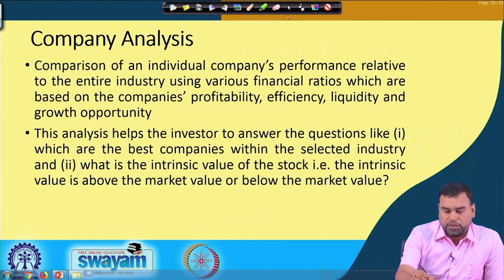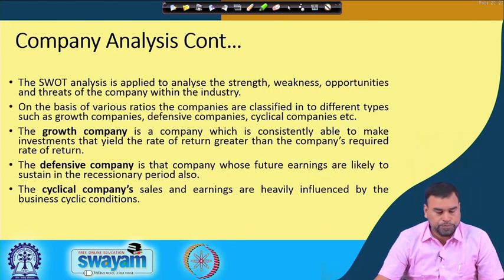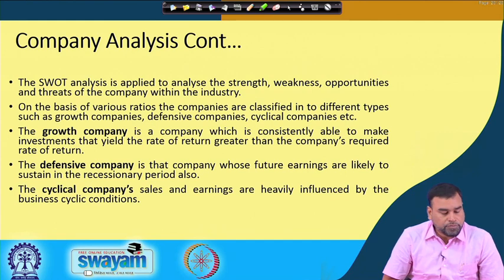Then another part of the company analysis is the SWOT analysis. You are already very comfortable with that. Here we calculate the strengths, weaknesses, opportunities and threats of the company. Strengths and weaknesses are internal to the company, but opportunities and threats are external to the company. So, if you analyze what strengths, opportunities and weaknesses the company has, then you can have a better idea of how the company is going to perform in the future.